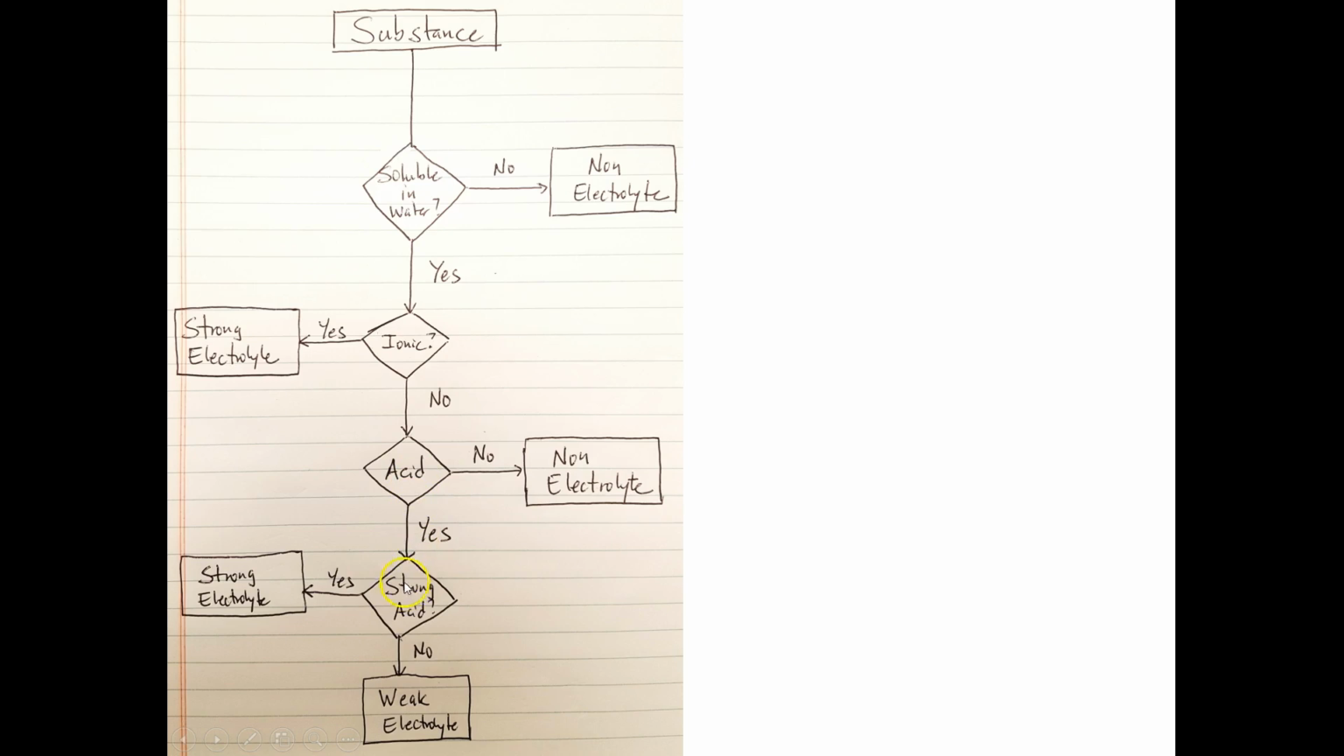If it is an acid, that is now a molecular compound that is soluble in water and is an acid. Then you'll have to ask yourself the question, is it a strong acid? And if the answer is yes, it's a strong electrolyte. If it is not, it's a weak acid and it's a weak electrolyte.